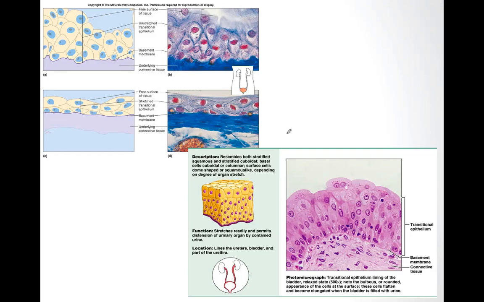Where would you be able to see this type of cells? They line both the ureter, which is the tube you see right here that transfers the urine to the bladder, and you also can see part of the urethra as it goes out of the body. You also have transitional epithelium there.